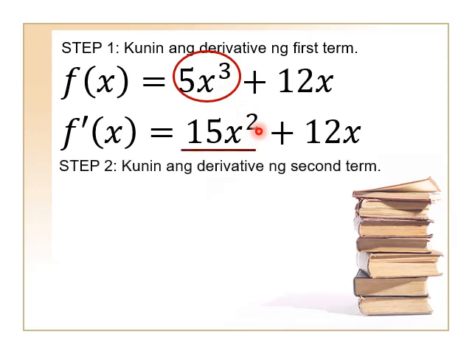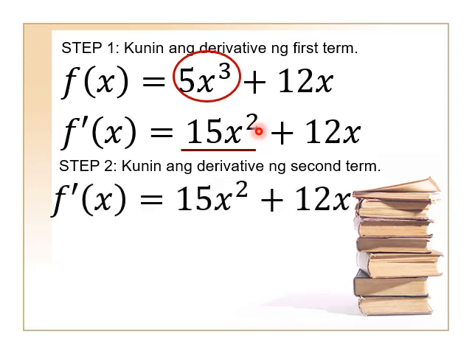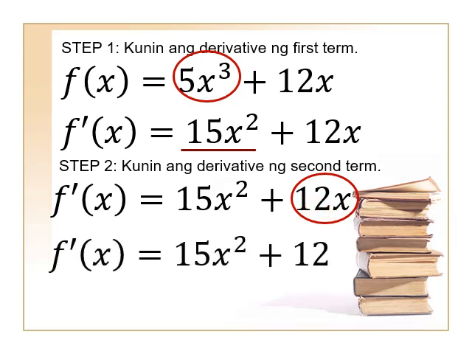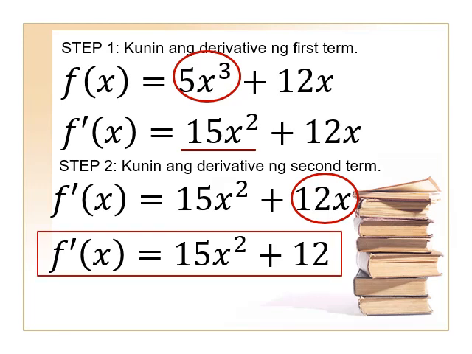Now, step 2, kunin natin yung derivative ng second term. So, the second term here is 12x. Okay, so ano ulit yung shortcut natin? So, since ang exponent nito is 1, automatically, kukopihin lang natin yung constant and then i-disregard na natin yung variable para makuha natin yung derivative. So, therefore, the final answer is 15x squared plus 12.